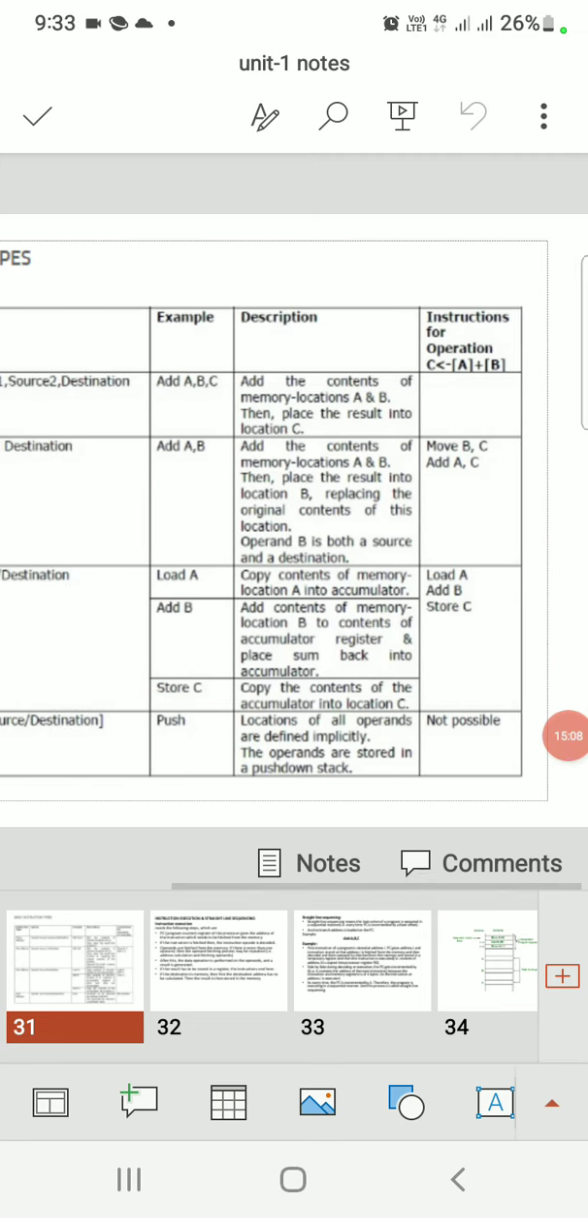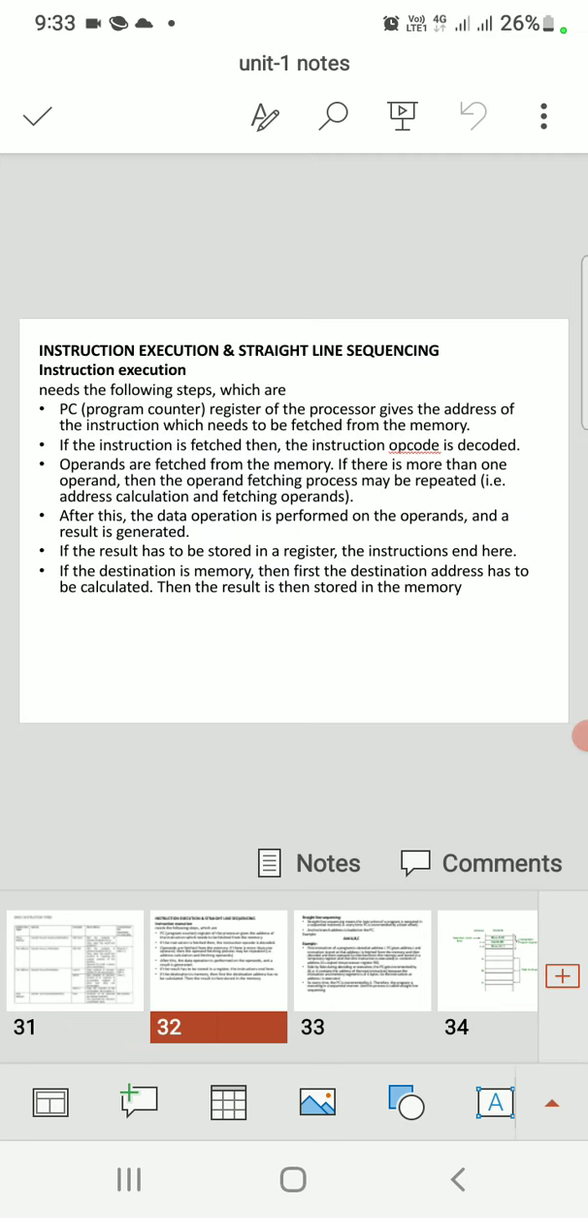Next we move to the next slide. This is instruction execution and straight line sequencing. We can execute the instructions in different manners. The first one is straight line sequencing, which means we execute the program in a straight line manner, one by one.